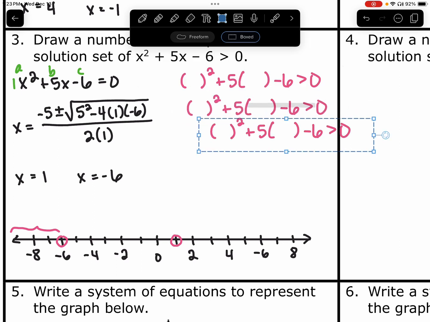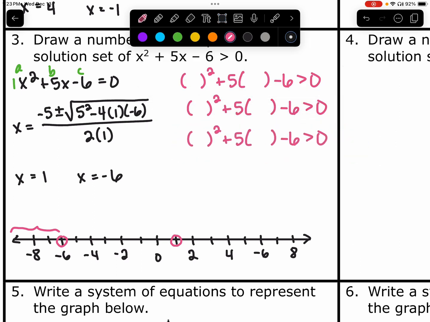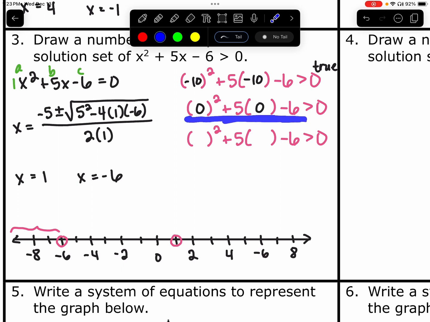Okay, and I'm going to have to do this 3 times. All right, so the first number I want to try again is less than negative 6, so I'll just use negative 10. This is going to be a true statement. All right, now if we use 0, we can see here that 0 squared is 0, plus 5 times 0, which is also 0, and a minus 6 is negative 6. Negative 6 is not greater than 0, so that's false. And then here, we're just going to use, I don't know, 2, something like that. And that would also be a true statement.